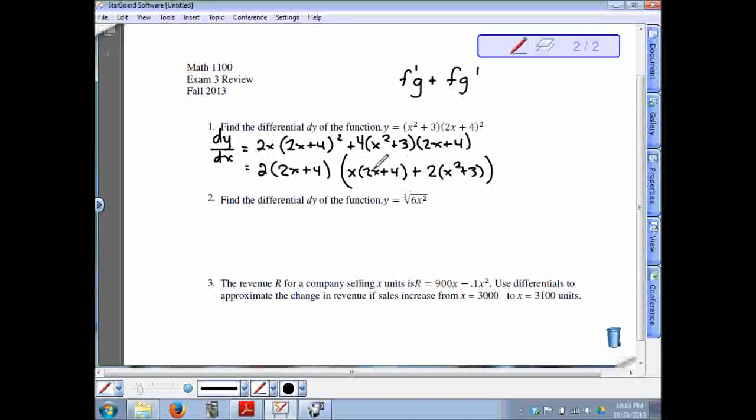Now simplifying the middle, this is going to be 2x squared plus 4x. This is another 2x squared plus 6 right there. So we simplify that, and we're going to have 4x squared plus 4x plus 6.